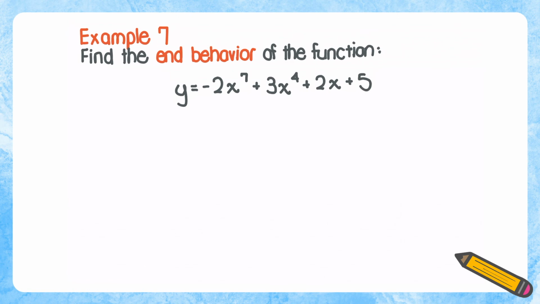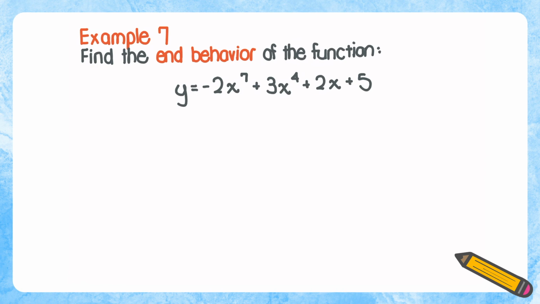All right, let's find the end behavior of this crazy function. Y equals negative 2x to the power of 7 plus 3x to the power of 4 plus 2x plus 5. Again, we only need to focus on the leading term, so the negative 2x to the power of 7. Is this an odd degree function or an even degree function? And is our leading coefficient positive or negative?